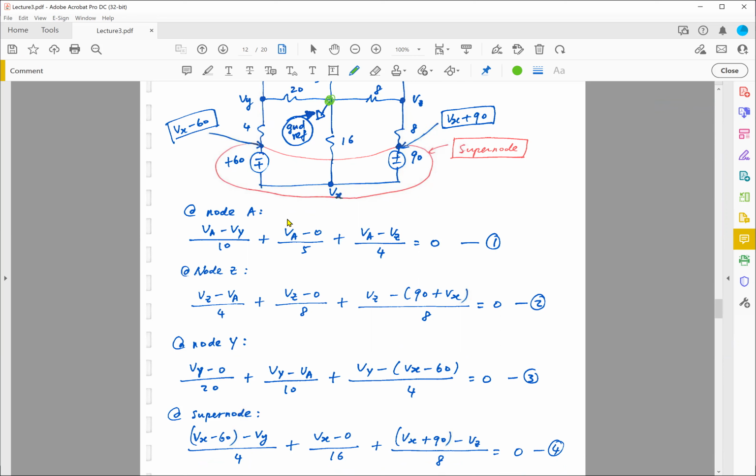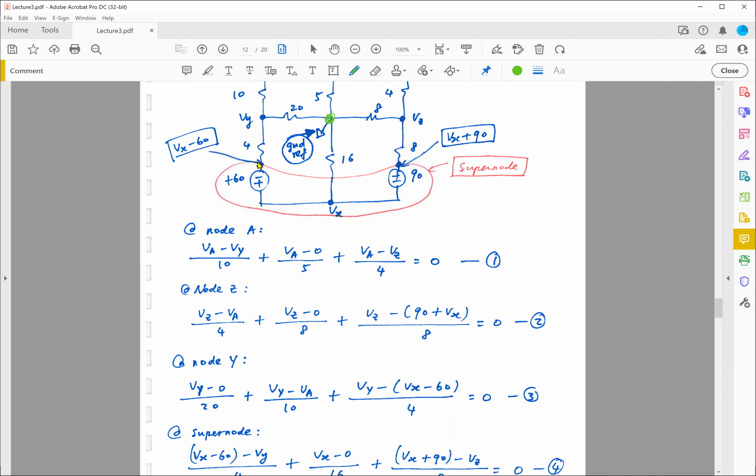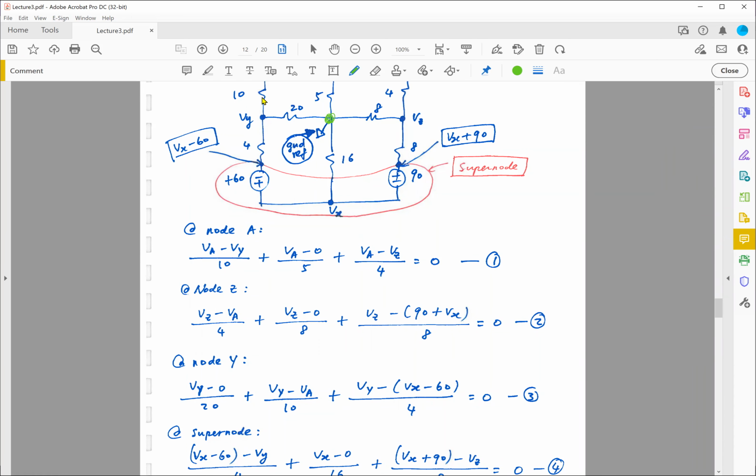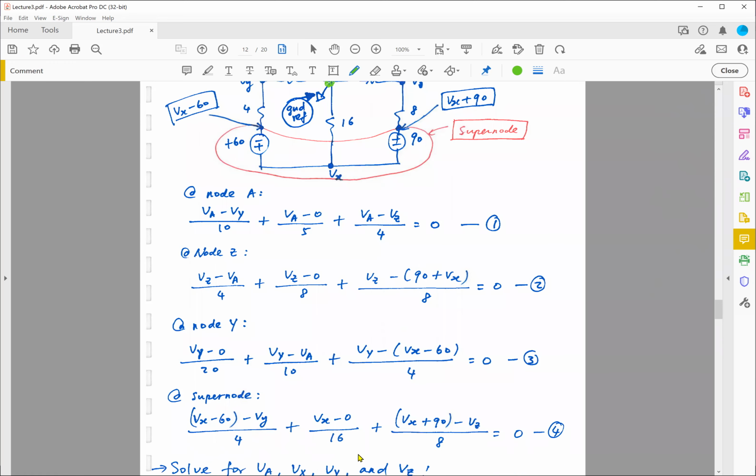All right, so let's do our analysis here. I started from this node here. So Vx minus 60, this is the node. So this minus Vy divided by 4, that's this term. And since there is only one branch associated with this node, I'm done over here. So now I'm going to move to the next sub-node, if you will. This Vx node can be considered a sub-node within the supernode. Vx minus 0 divided by 16.